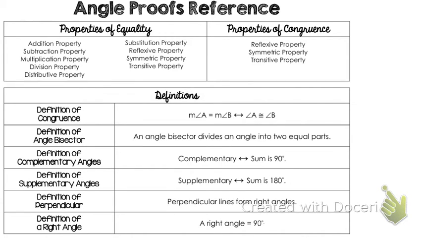Definition of angle bisector. An angle bisector divides an angle into two equal parts. Does that sound familiar? Bisecting, it divides it into two equal parts. Definition of complementary angles. If they're complementary, their sum is 90.